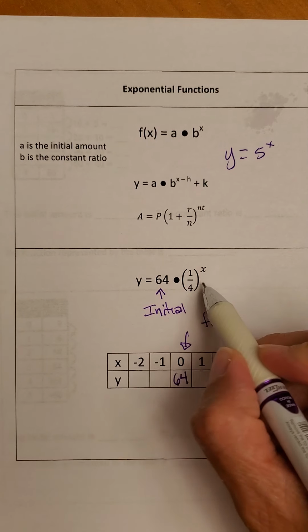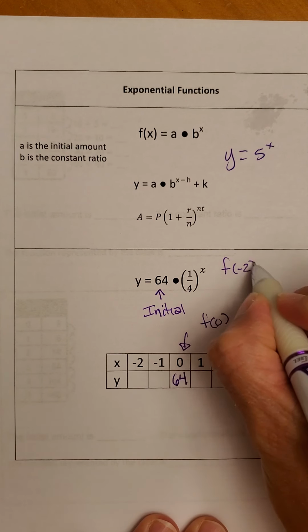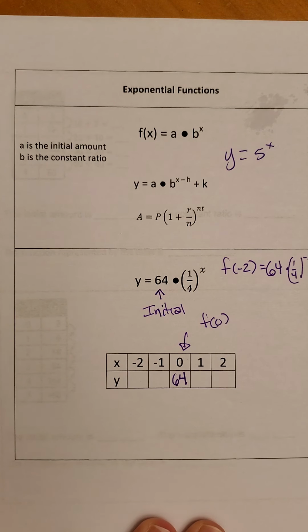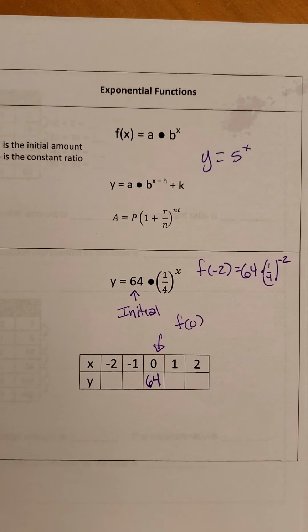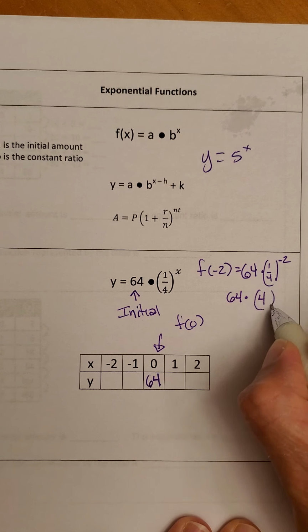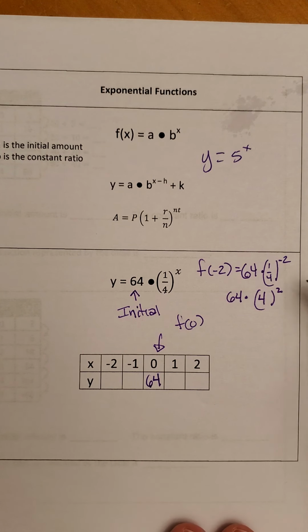So if I put a -2 in here, I'm going to find f of -2. I'm going to take 64 times 1/4 to the -2. Hopefully you remember what happens when you take a number to a negative exponent. The negative tells you to flip it. Remember, negative exponents, they like to move it. So we would flip this around and have 64 times 4 squared. That's what our -2 tells us: we're still going to square this, but we're going to flip it over. So I flipped it, now I'm going to square it.